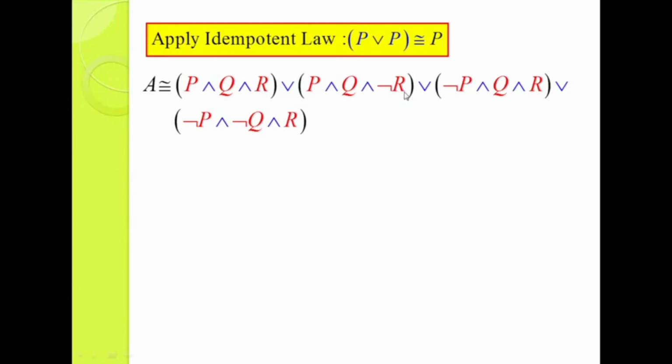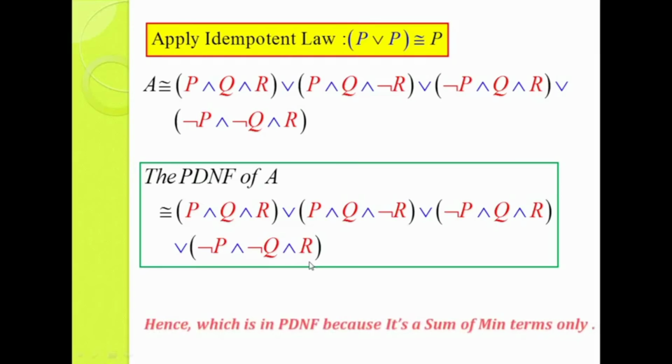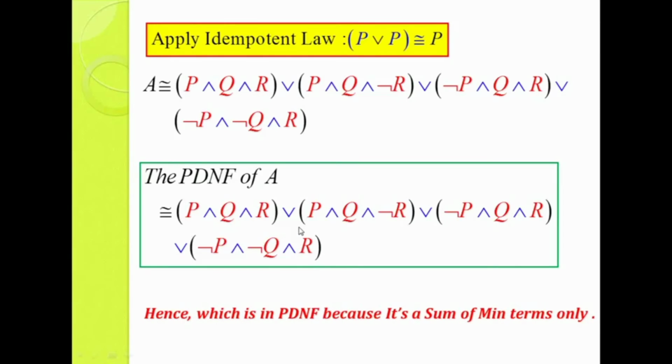Here you see all 4 terms contain 3 variables, and also all 3 variables are what? Different variables and the negations. Okay. So therefore, the PDNF of the given statement equals the first min term, sum, second min term, sum, third min term, sum, and fourth min term. Therefore, it is in PDNF, because it is called what? It is a sum of min terms only. Okay. So next we find the PCNF. Okay. How to find the PCNF?